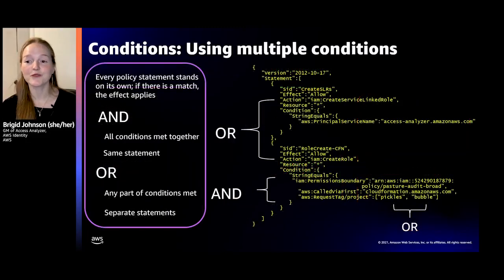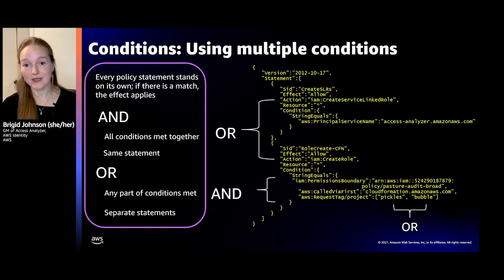All right, so when you use multiple conditions together, if you want all conditions to be met together, you can put them in the same statement and they are ANDed. If you need this part of a condition or this part of a condition, you need to separate them out into two separate statements. And so here we have create service linked roles for Access Analyzer, or create a role as long as there is a permission boundary set, it's called via CloudFormation, and the request tag project has a value of either pickles or bubbles.